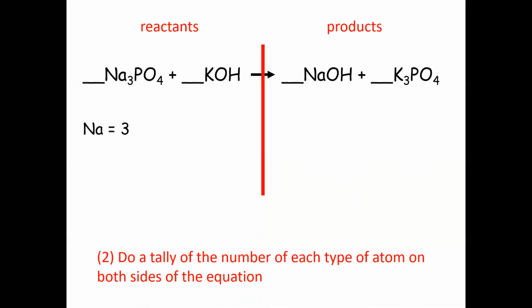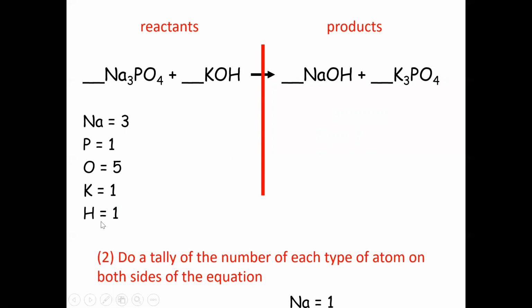So again, you do your tally. So you've got 3 sodiums, you've got 1 phosphorus, you've got 5 oxygens, so you've got 4 here, and you've got 1 here, that's 5. Okay, you've got 1 potassium there, and you've got 1 hydrogen. What you do then is you do exactly the same for the product side. So again, make sure they're in the same order so you don't get confused.